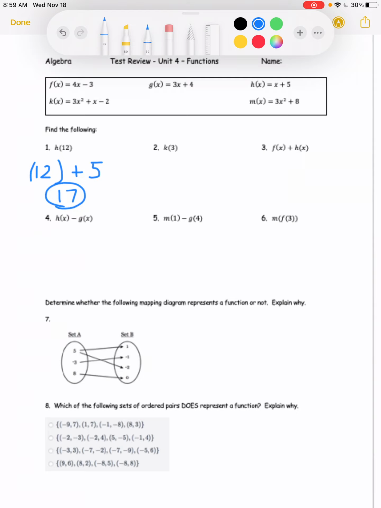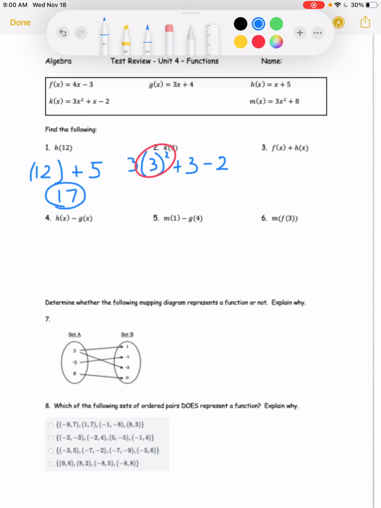K of 3, I have this longer equation, so we're going to say 3 times 3 squared plus 3 minus 2. Okay, so I put 3's in wherever the x's were. I saw some people make mistakes on this on their quiz. When you do this part, you have to do the exponent part first.